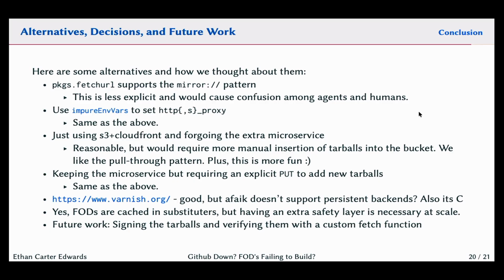Someone brought up Varnish to me the other day. It's cool, but it's written in C. It's 2026. Do we really need things that are written in C? I don't think so. Yeah, Fareed says, but I don't think so. But yeah, fixed-output derivations are cache and substituters, but an extra safety layer is nice. Sometimes substituters go down, but we want all the caching we can get.